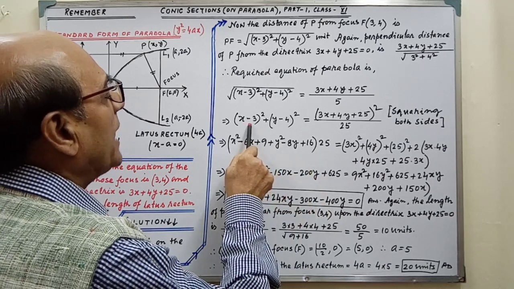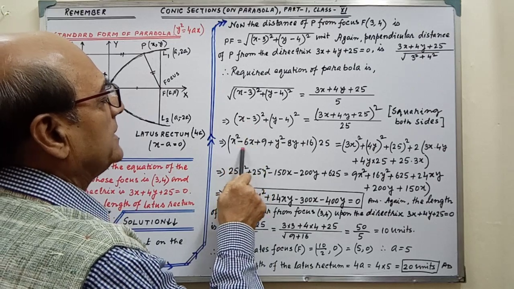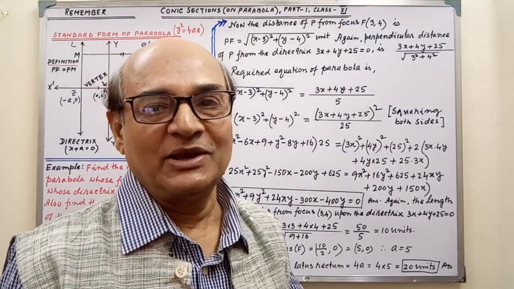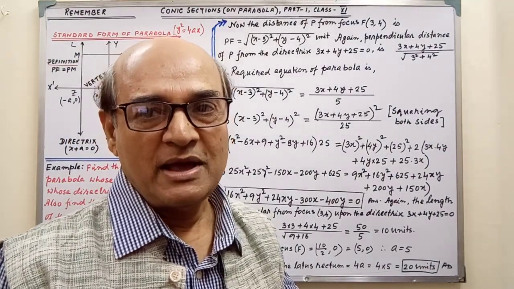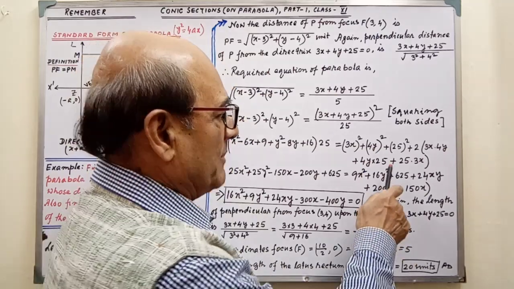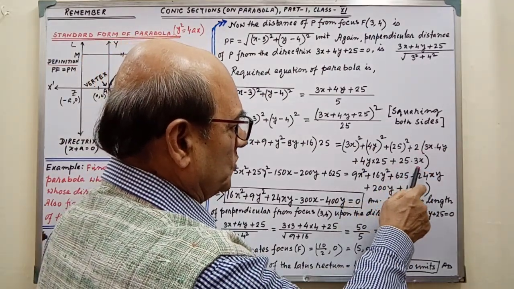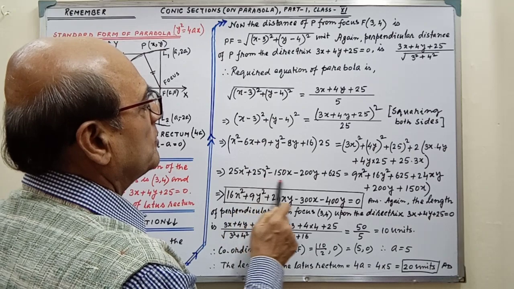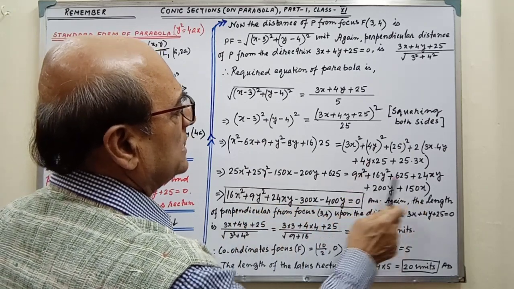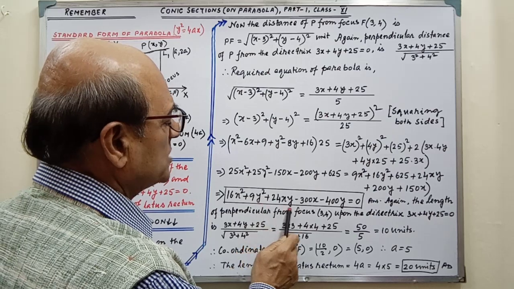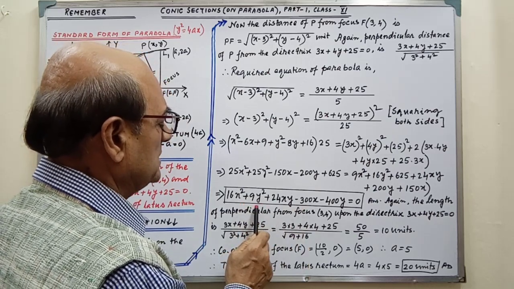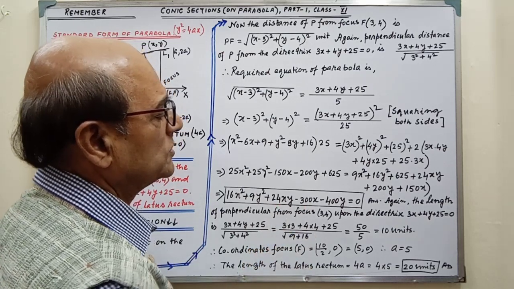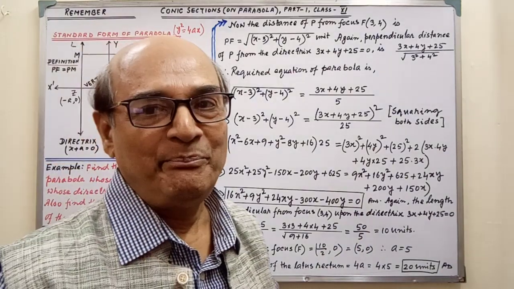Here we have to apply the formula a minus b whole square, and then the formula a plus b plus c whole square, that is a square plus b square plus c square plus 2 into ab plus bc plus ca. Applying that formula we get this. Then we have to simplify: this 25 we have to multiply. By transposition and simplification, we get 16x square plus 9y square plus 24xy minus 300x minus 400y equal to 0. This is the required equation of parabola.